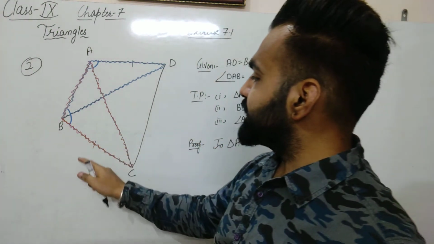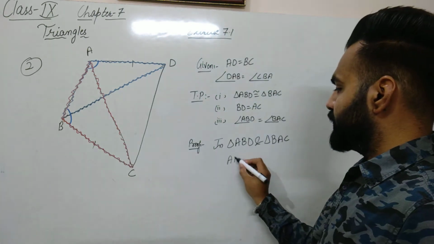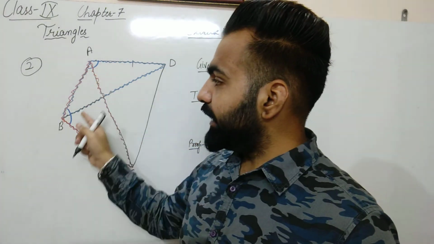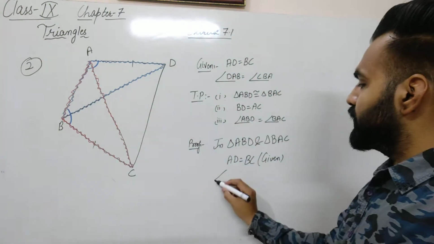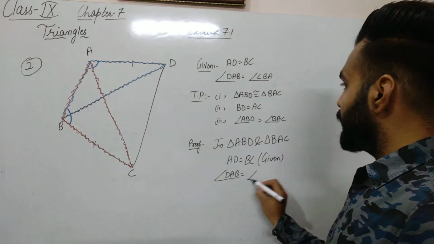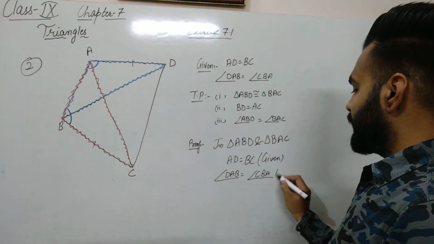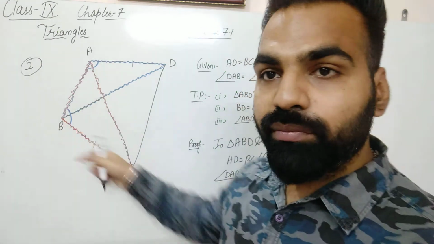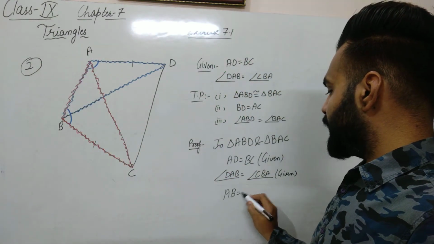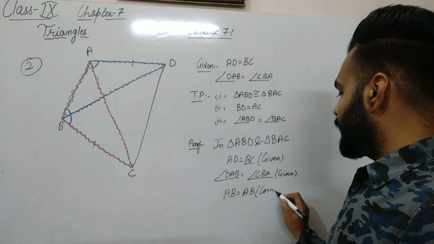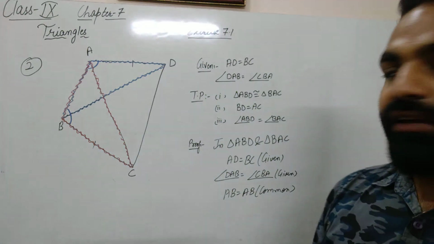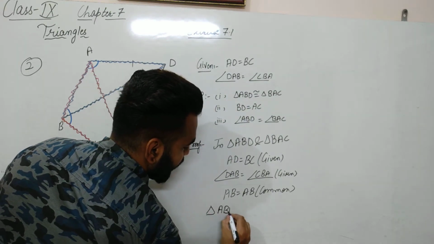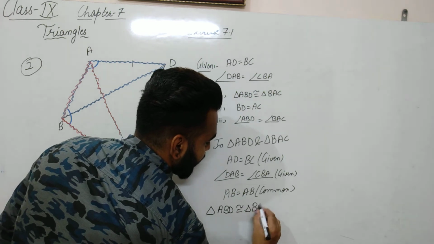First of all, we can see that AD is equal to BC. This is given in the question. Second, angle A is equal to angle B. This is also given. Angle DAB is equal to angle CBA. And last, we can see that this side is common here. AB is equal to AB, common. So three parts are equal, so we can say that triangles are congruent. Triangle ABD congruent triangle BAC.